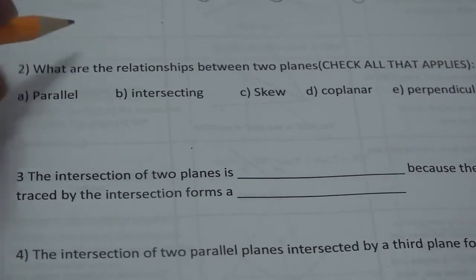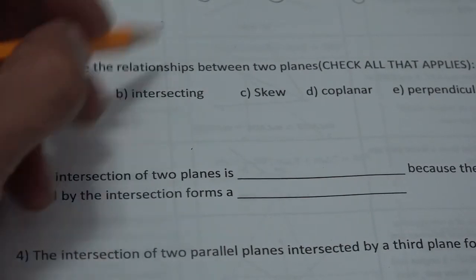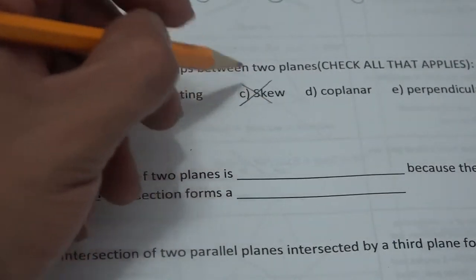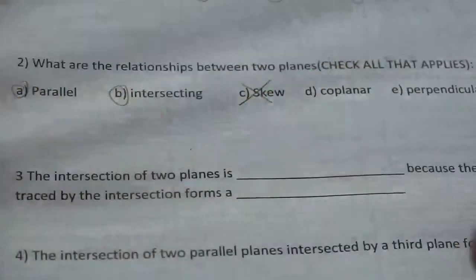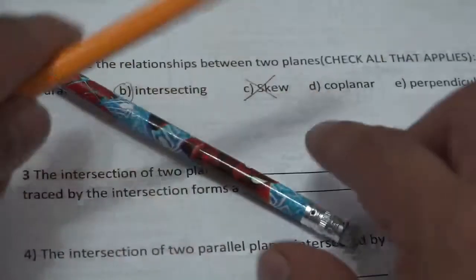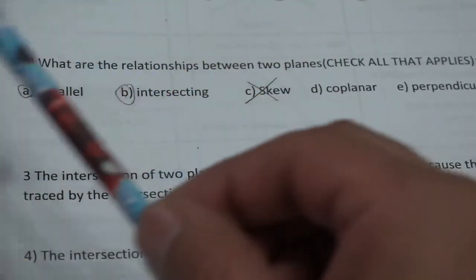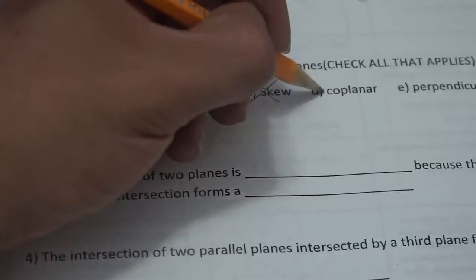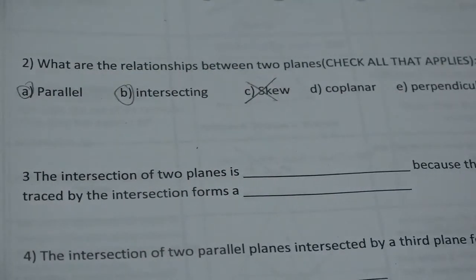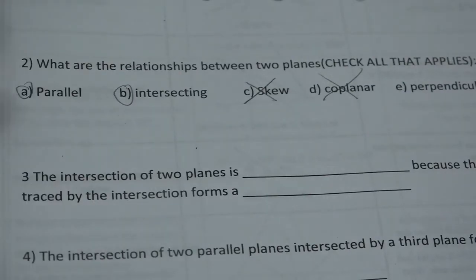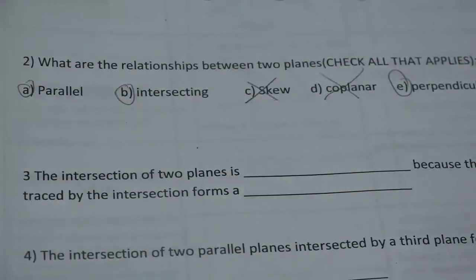What are the relationships between two planes? Check all that apply. The planes could be parallel, they could intersect. Two planes can never be skew. Skew means that one goes one way and the other goes the other way, one on top of the other, never intersecting and non-parallel. No, they cannot. Coplanar? Two planes cannot be coplanar. You cannot have a plane inside another plane because they extend infinitely. Can they be perpendicular? Yes.